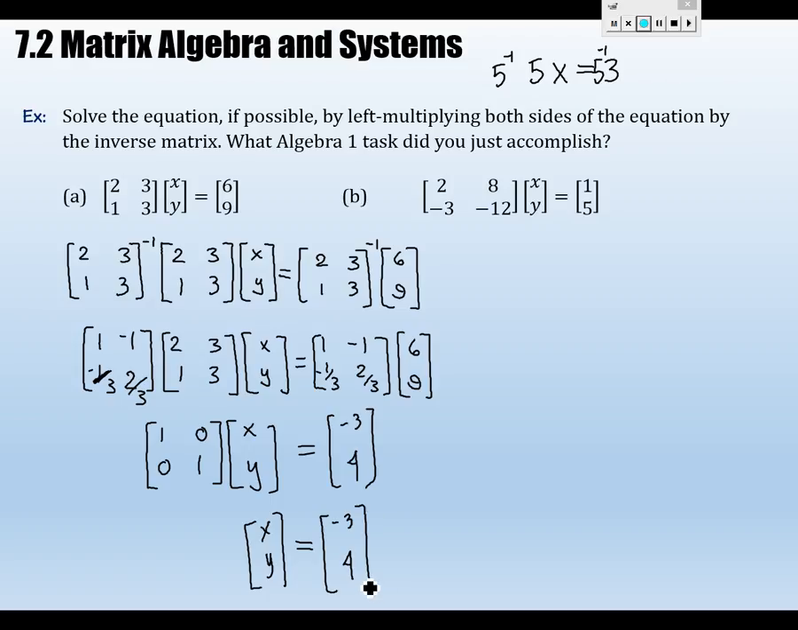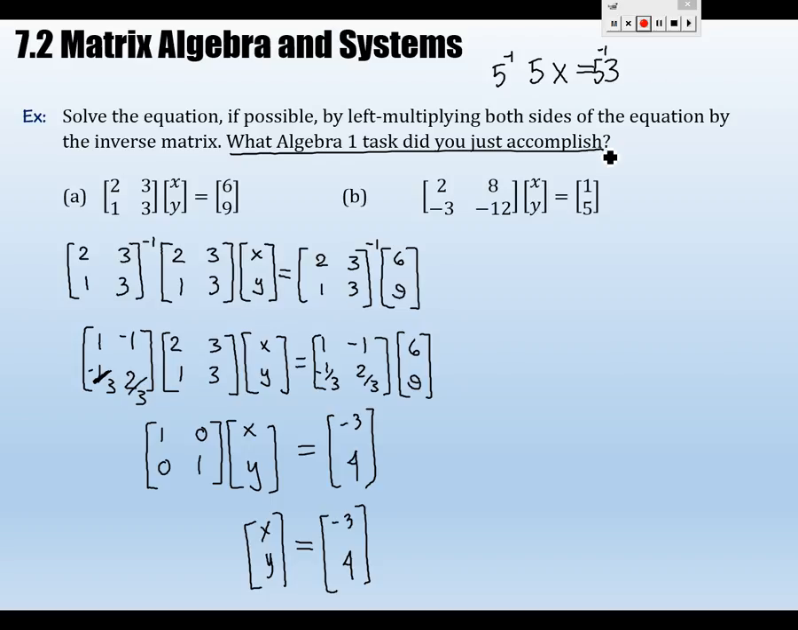All right, so we figured out what this vector xy is. It's negative 3, 4. Yay. The column matrix, which is just another word for a vector. That's a great point. In fact, I think we're ready to ask this question. Thank you, Vivian. What Algebra 1 task did you just accomplish?